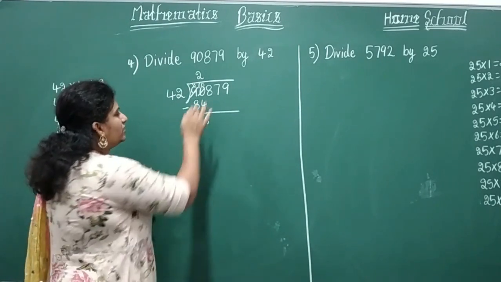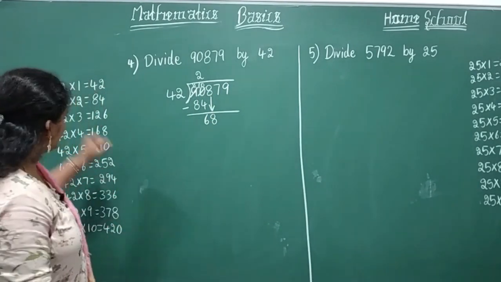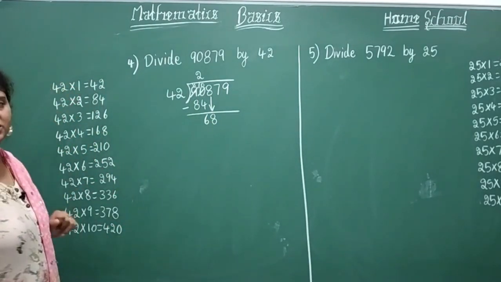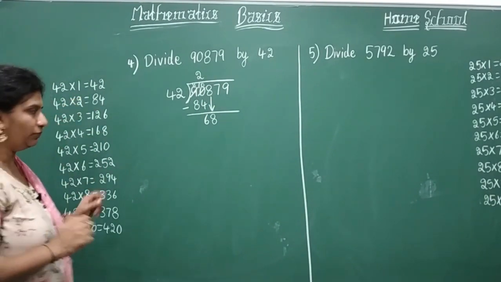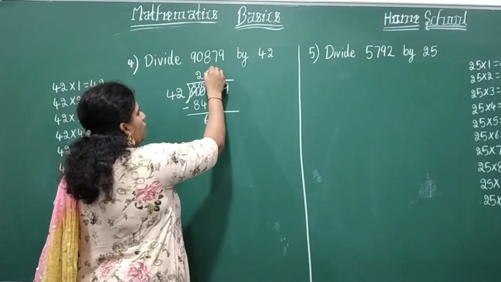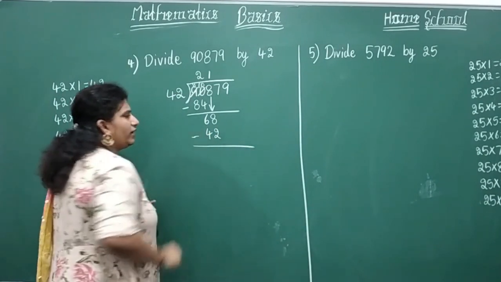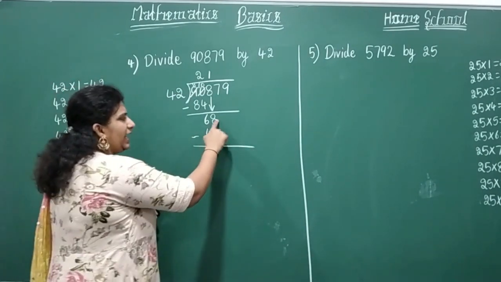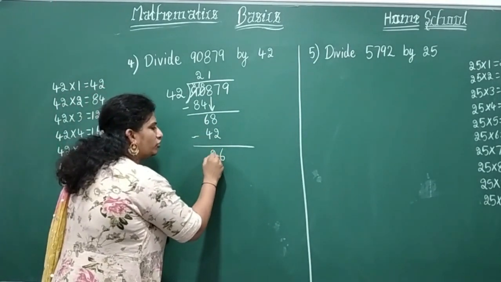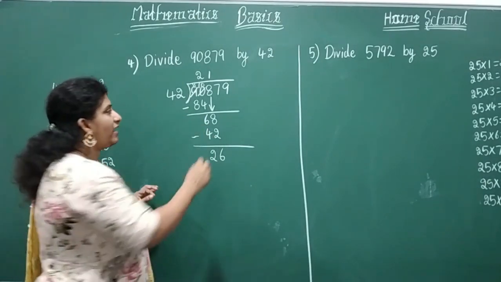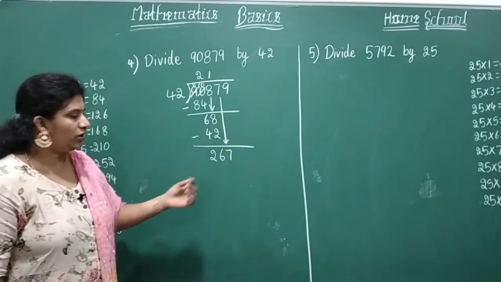No need of writing. So now drag this 8 down, 68. So look here, children, again in this table, where is the number nearer to 68? Yes, 42 ones are 42. So now next step, look here, you have to subtract 8 minus 2, 6. 6 minus 4, 2. Okay, next you have to drag one digit down, that is 7. Now what did you get here?